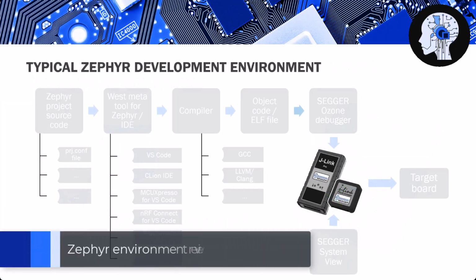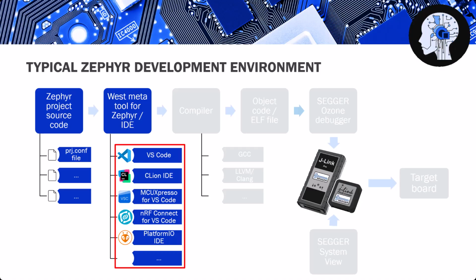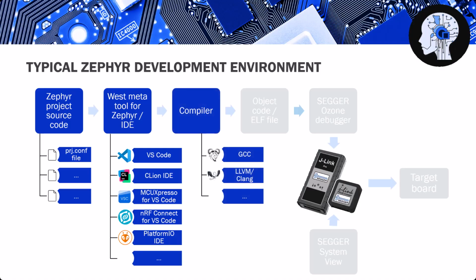First, let's review what a typical Zephyr development environment looks like. Typically, you're developing your Zephyr application using some integrated development environment or via Microsoft Visual Studio Code with some specific extensions, or simply using the West Meta tool for Zephyr. Your Zephyr project most likely has a configuration file called prj.conf, which we're going to talk about in more detail later on. Whenever you build your Zephyr code, you're invoking a toolchain of your choice that supports your target MCU.